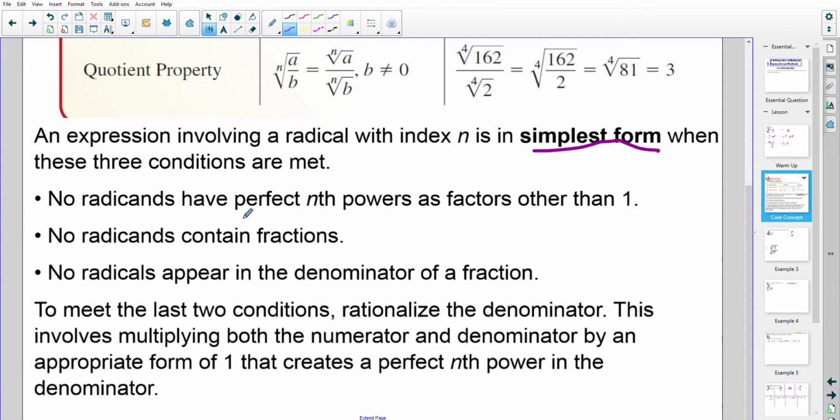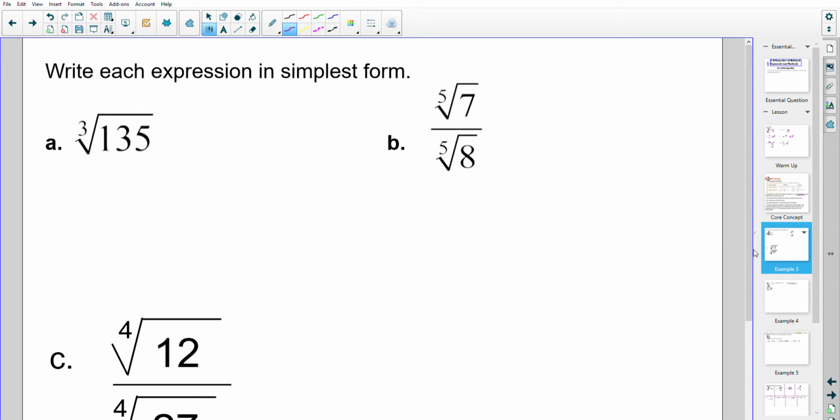They have to have no perfect nth powers, so nothing can be pulled out of the radical. The radical can't contain any fractions, and no radicals can be in the denominator. So again, I think the easiest way to do this is by looking at examples.